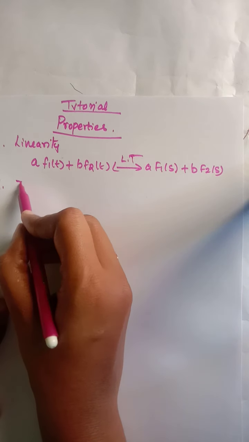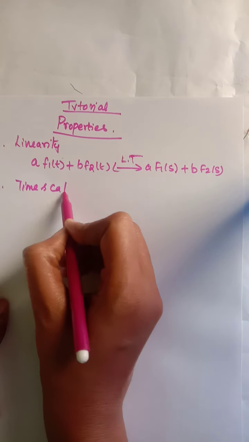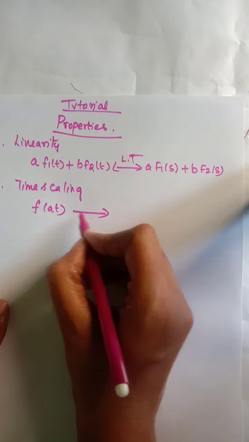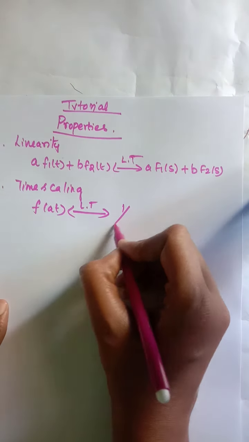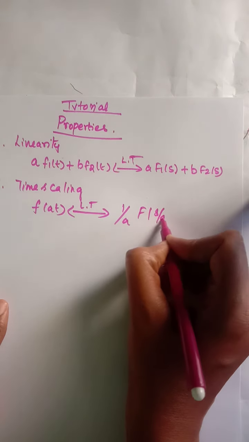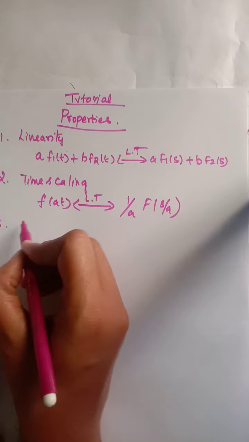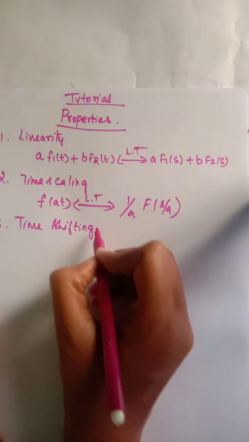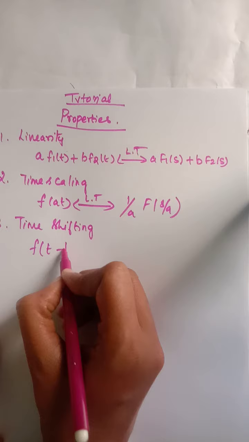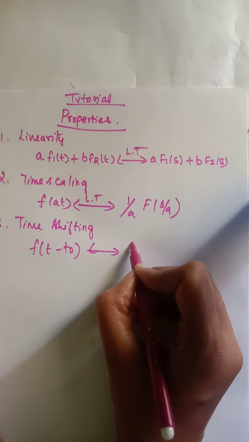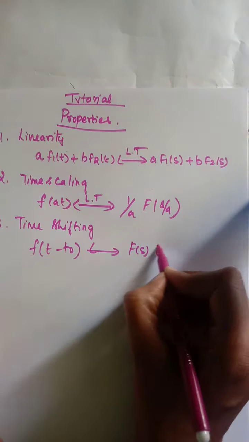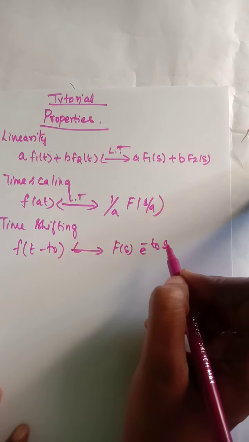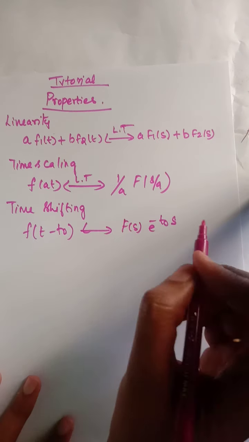Next one is time scaling. The time scaling property is f of at, and its Laplace transform is 1 by a F of s by a. The third one is the time shifting property, or time delay property, that is f of t minus t naught. Here it is F of s into e power minus t naught s. There we have e power minus t naught j omega, right? Instead of j omega, here we have s. That's it.